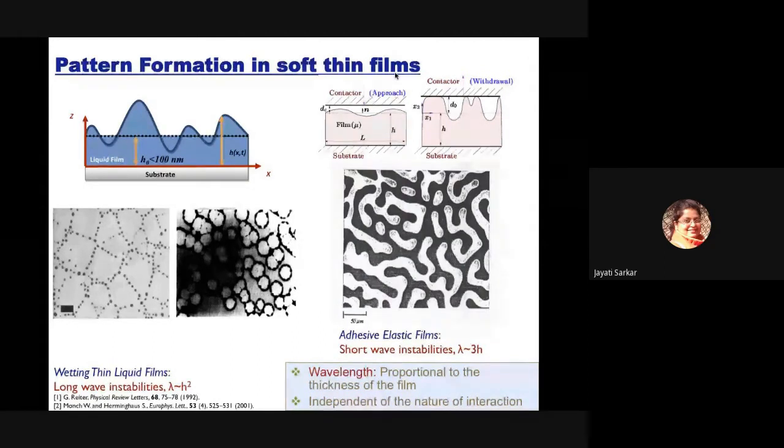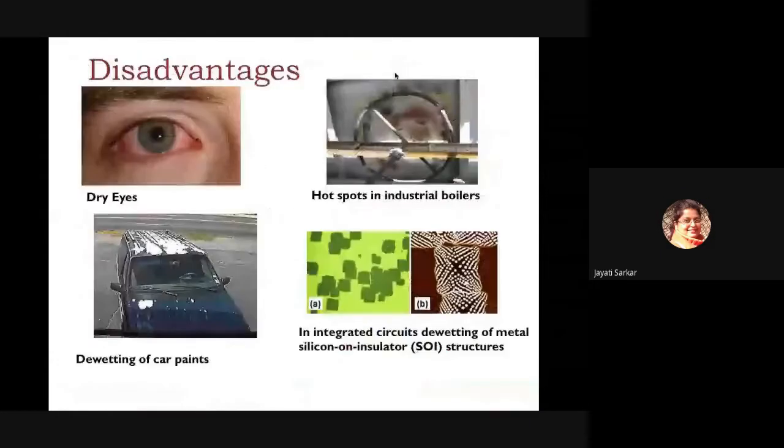So we would like to uncover why these types of instabilities are happening, basically through numerical modeling. So we have talked about the advantages. There are definitely disadvantages as well. For example, our cornea has a thin layer of liquid film on top of it, and if it is made unstable, then it may give rise to dry eyes. Similarly, in industrial boilers, when because of heating a certain layer the thickness becomes very small, then there can appear hot spots. And of course, dewetting, nobody wants the dewetting of carbons to happen.